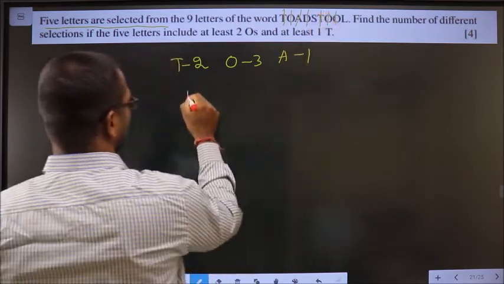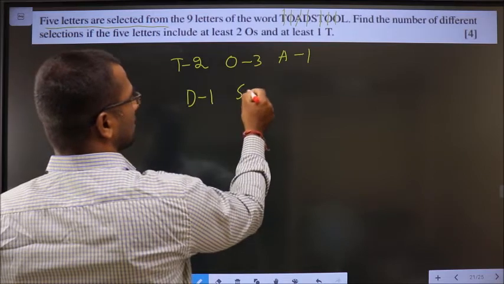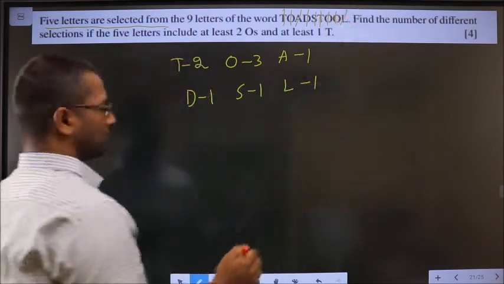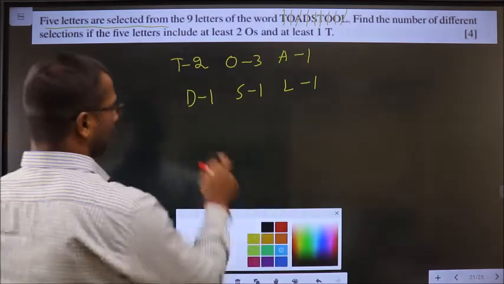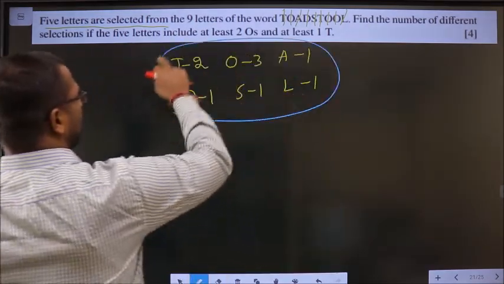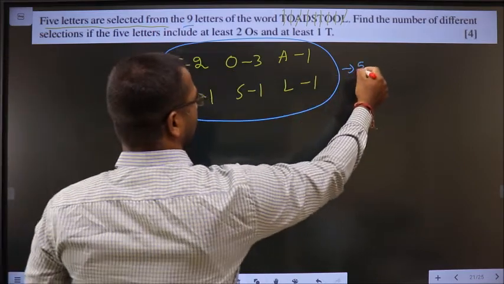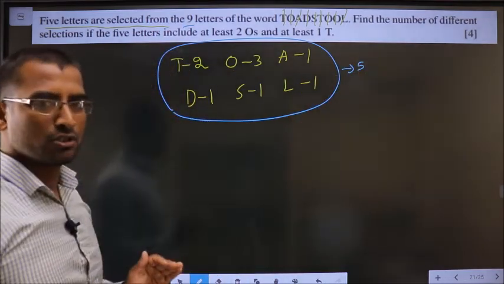D present once. S also present once. L also present once. From these 9 letters, you need to select 5. Clear with the question so far?